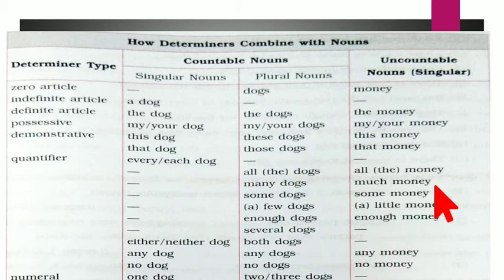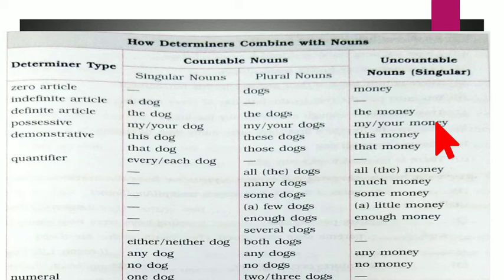Now coming to the uncountable nouns, that is the singular nouns. Now for money we never write the money, a money or an money. So whenever the noun money is used, we never use any kind of article. Now the definite article: when we specify the money given by you to me, we are specifying that money only, then only we can use the.